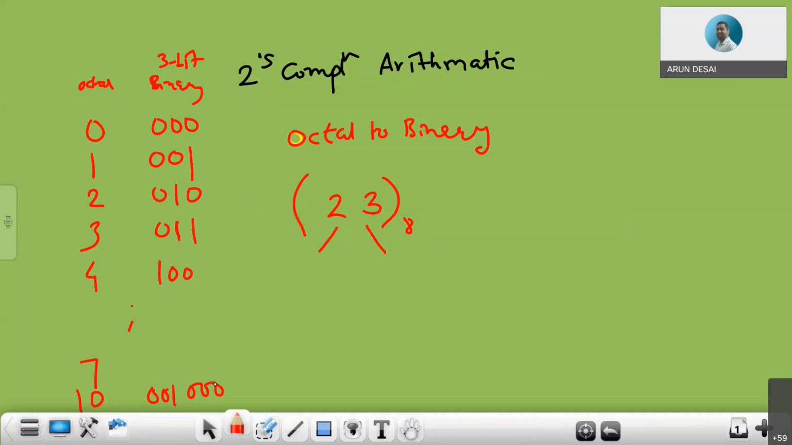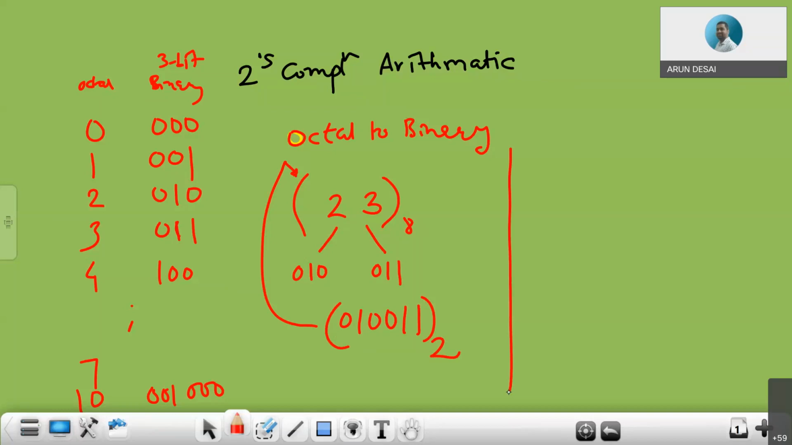So while converting into binary, you need to find the exact 3-bit equivalent binary number for that octal number. So for 2, it's 010, and for 3, it's 011, right? So 010, 011 is the binary conversion of this 23, right? So this is how you convert octal to binary.